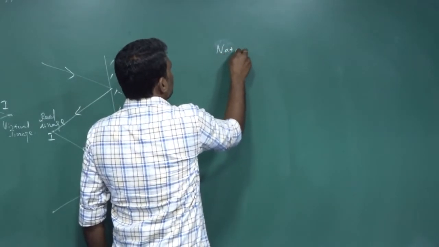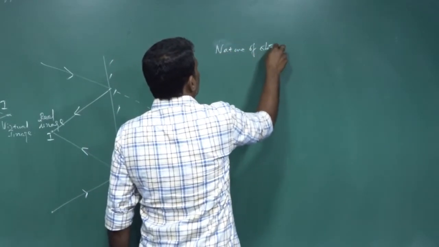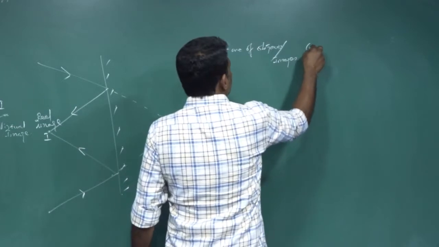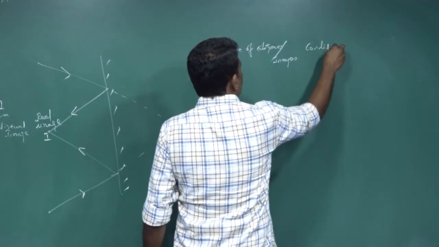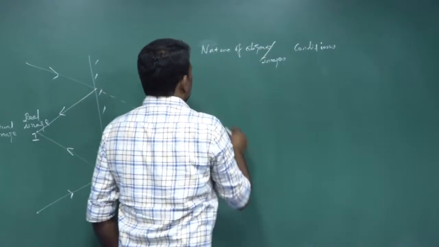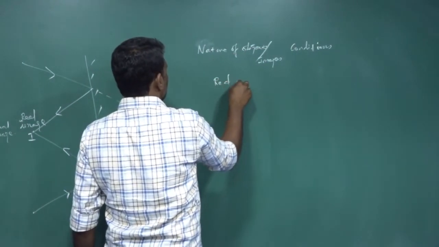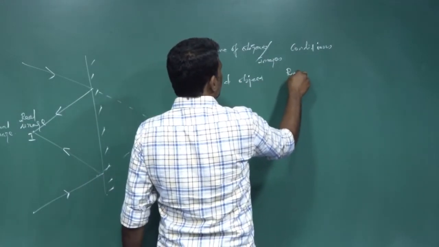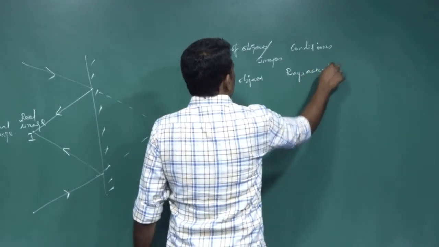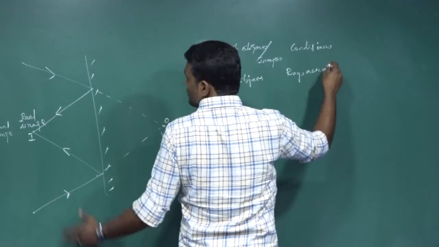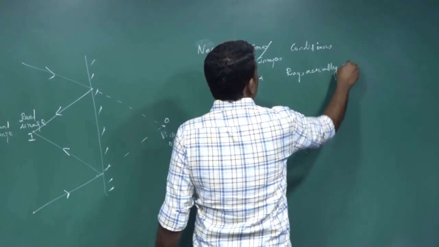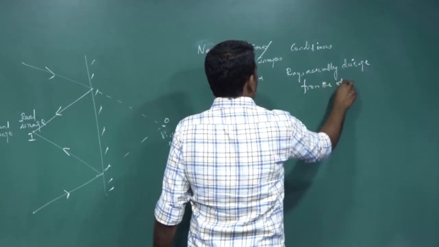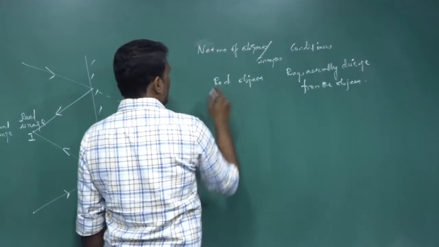We shall speak about the nature of objects and images and the conditions of the rays associated with the object and image. When we speak about a real object, rays actually diverge from the object. You can see the diagram. This is for a real object.